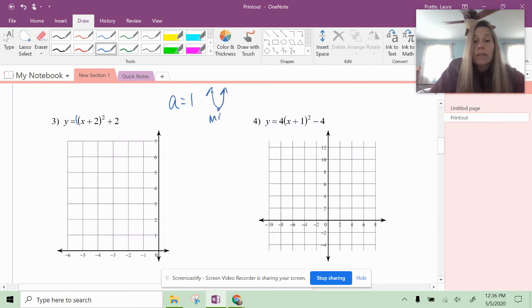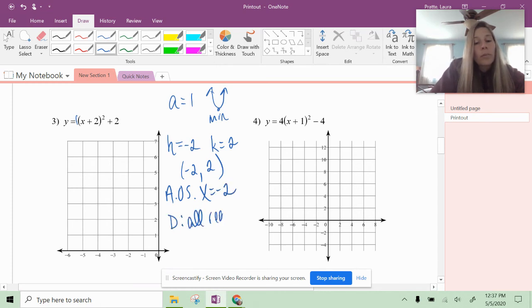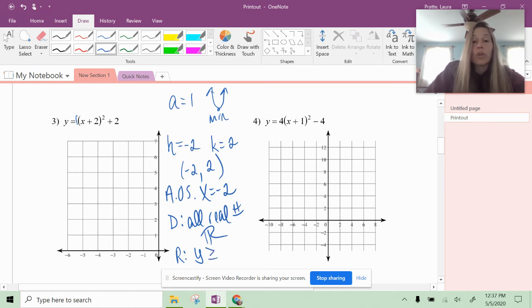And of course, that vertex is going to be a minimum. The H is -2 and the K is +2, making my vertex -2, 2. And my axis of symmetry, x equals -2. My domain is all real numbers. You can just write this fancy R if you want. And then the range is y is greater than or equal to, because it's a positive A value, that K, which is 2.